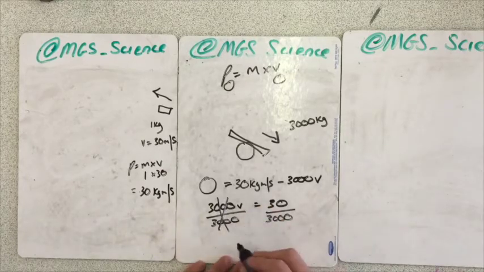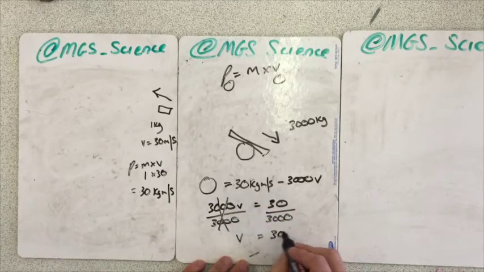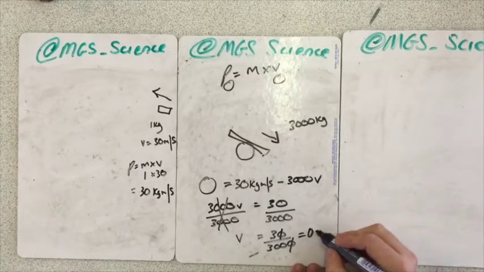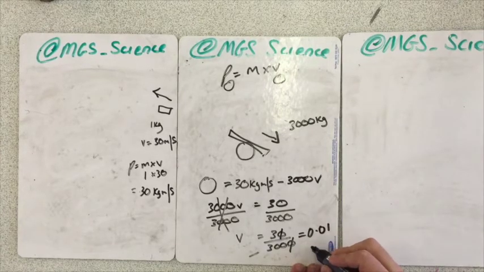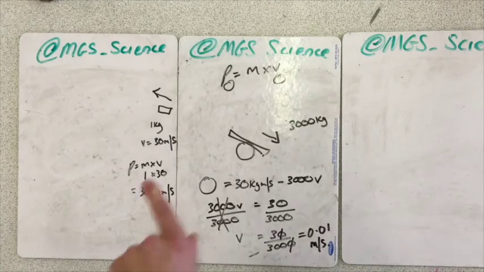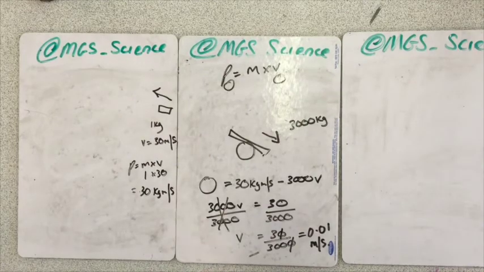These ones cancel, so we're left with V is 30 over 3,000. Well, what's 30 divided by 3,000? Let's cancel out those noughts. We've got 3 over 300. And 3 over 300 would give us 0.01 meters per second. Okay, quite a complex thing to get your head around the fact that we've got momentum in this direction and momentum in this direction, which makes the total momentum 0.